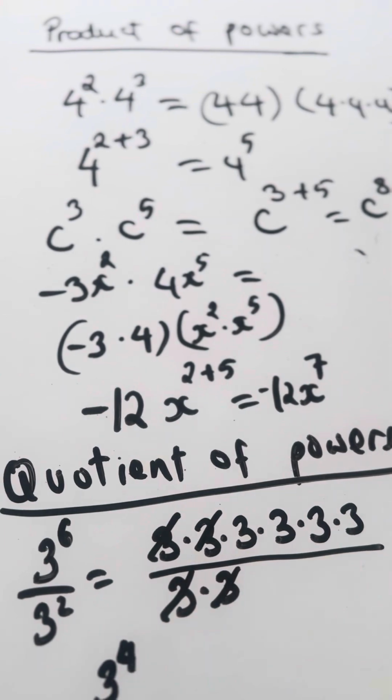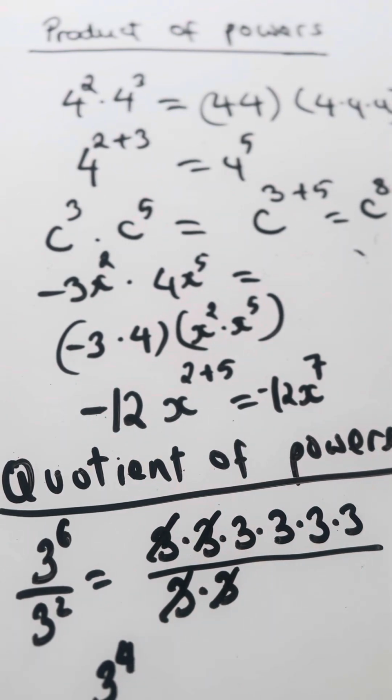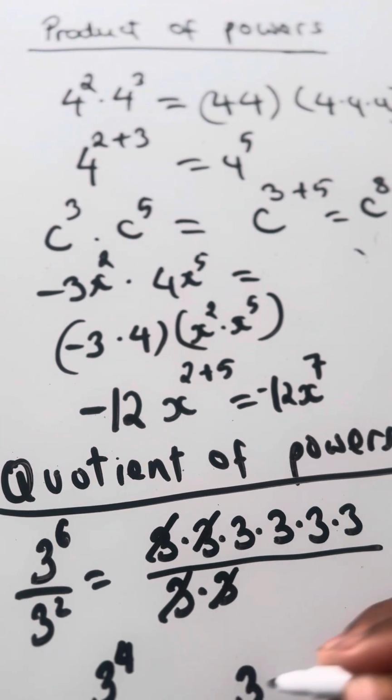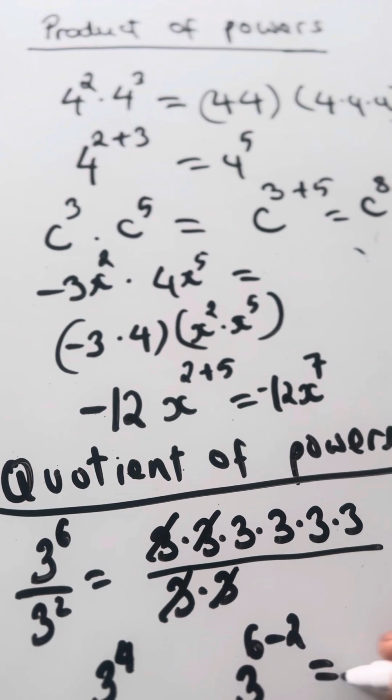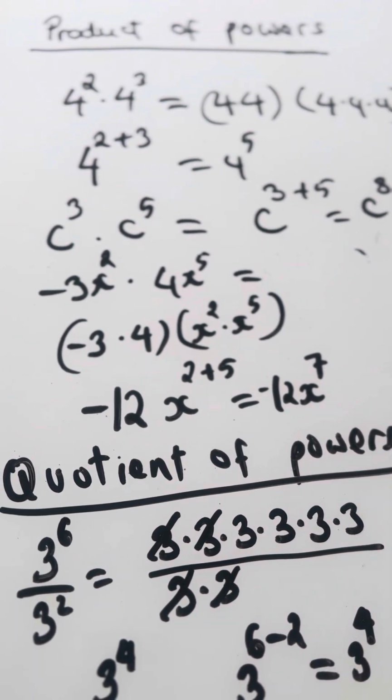power of 4. Another way you can think of it also is, if the base is the same, when you're dividing quotient of powers, you can actually subtract the exponents. So I have 3 to the power 6 minus 2, and this is 3 to the power of 4. That's how you would do it.